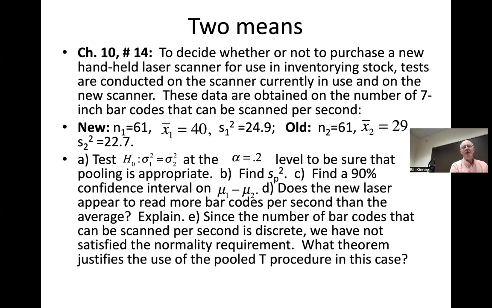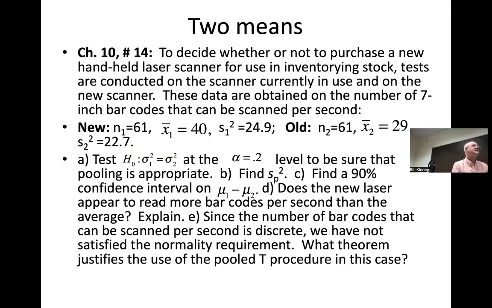Look at that, X1 bar is certainly a lot bigger than X2 bar. The sample mean for the first sample is certainly a lot bigger than the sample mean for the second. Intuitively, that's some evidence that the new scanner is better than the old one. It can scan more barcodes per second. But the question always is, is it statistically significant evidence of that for the population means? Is this statistically significant evidence that mu1 is greater than mu2?